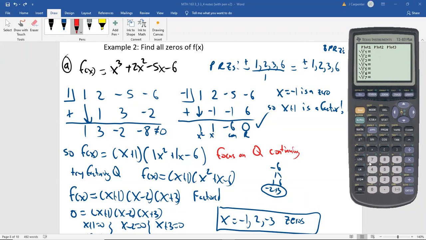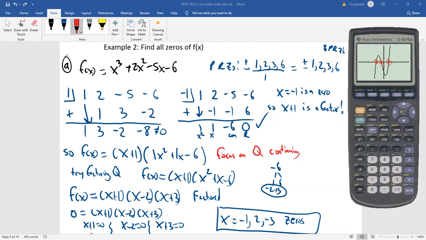Go to your y equals, go x cubed, just type in the function, plus 2x squared, minus 5x minus 6. Make sure you're in a standard zoom, hit graph. I can see all 3 of my zeros just looking at this. Remember, zeros are your x-intercepts. So our zeros are right here, and right here. So now I know which ones actually work.